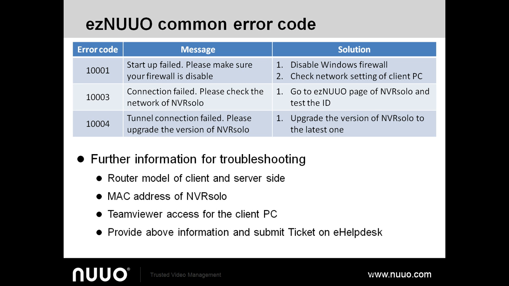If you have any other error code, please provide further information for troubleshooting. The first is the router's model of the client and the server side, the second is the MAC address of this NVR Solo, and the third is the TeamViewer access for the client PC. And last, provide the above information and submit a ticket on the eHelp desk.